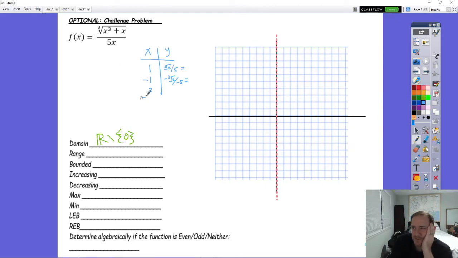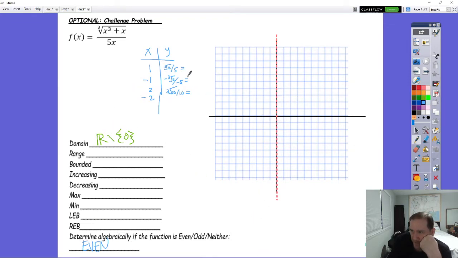Try 2 and -2, see if that still bears out. You get 8 plus 2 is 10, so cube root 10 over 10. And if you plug in -2, then -8 plus -2, -10, so negative cube root 10 over -10. Yeah, so that even symmetry seems to work out. Again, that was only a numerical approach. We'd have to prove it algebraically.